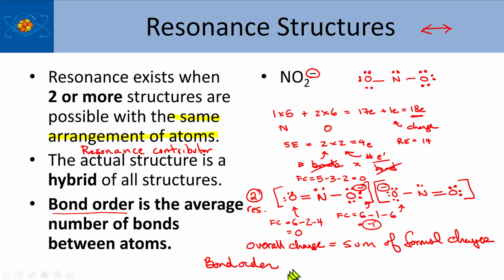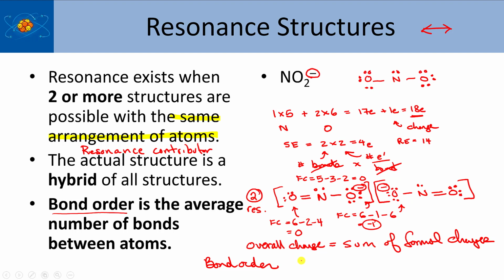Now, if this didn't have resonance, a single bond is a bond order of 1, and a double bond is a bond order of 2. Okay, and I'm introducing this terminology. It's actually something we'll use in the next chapter quite a bit, when bond orders are calculated different ways. But for now, a single bond is a bond order of 1, double is bond order of 2, and triple is a bond order of 3.